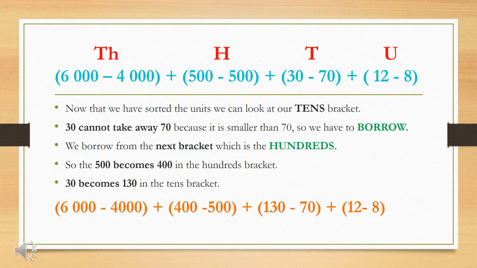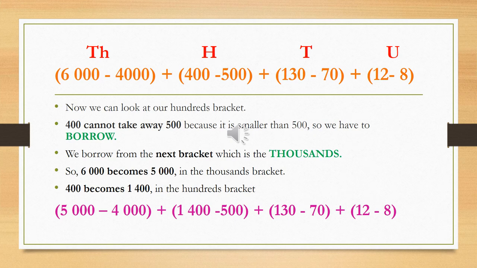So now the 500 becomes 400 because it is lending 100. So it is becoming 100 less. Then the 30 in the tens bracket becomes 130 because it borrowed 100. So it became 100 more. Now our line would say 6,000 minus 4,000 plus 400 minus 500 plus 130 minus 70 plus 12 minus 8. Boys and girls, you would see with the orange color that the 12 minus 8 remained. I did not solve it. I will solve it at the end.